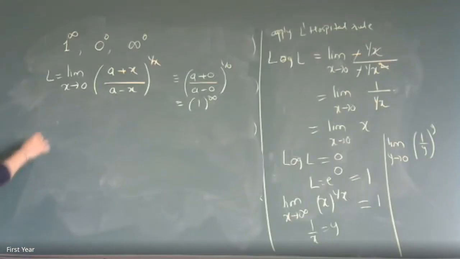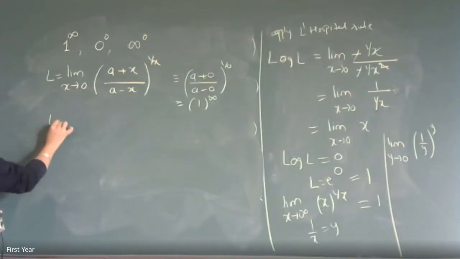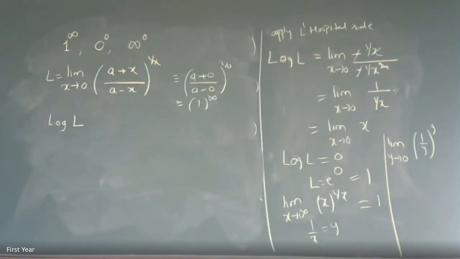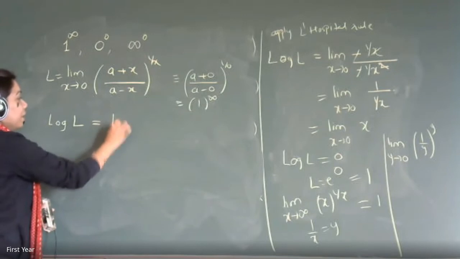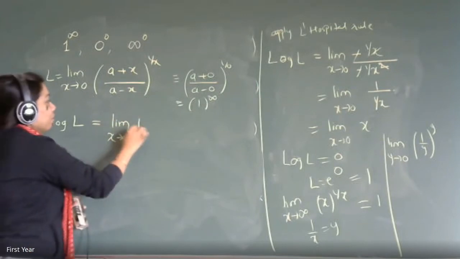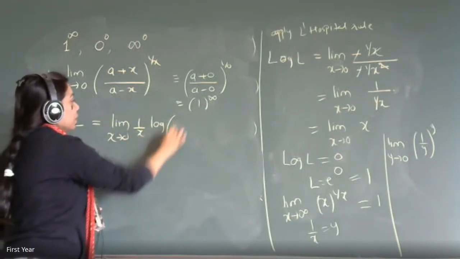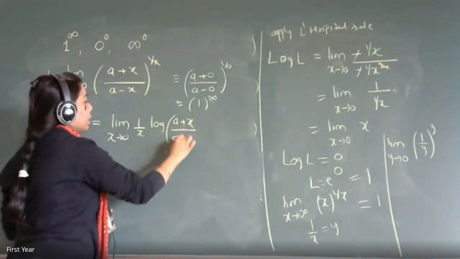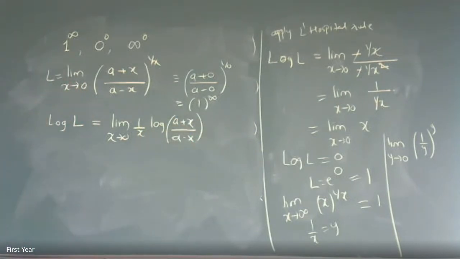Now what's the next step? What are you going to apply on both sides? Log. Apply log on both sides. We get log n is equal to the limit as x tends to 0 of 1 by x log of a plus x upon a minus x. Is this okay?